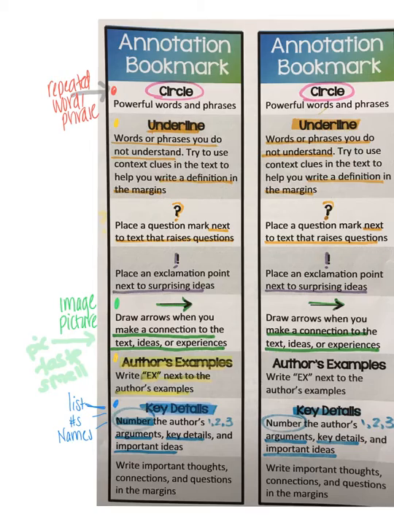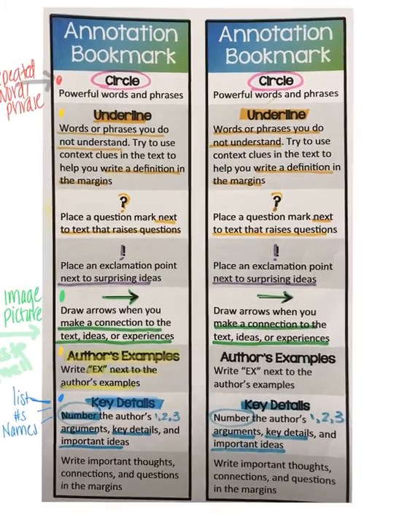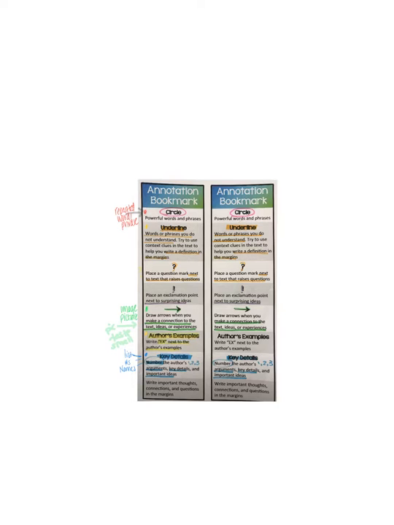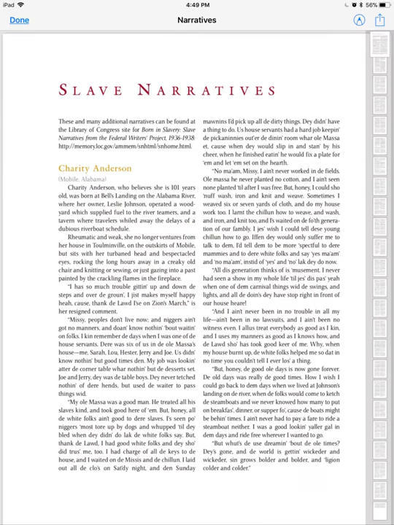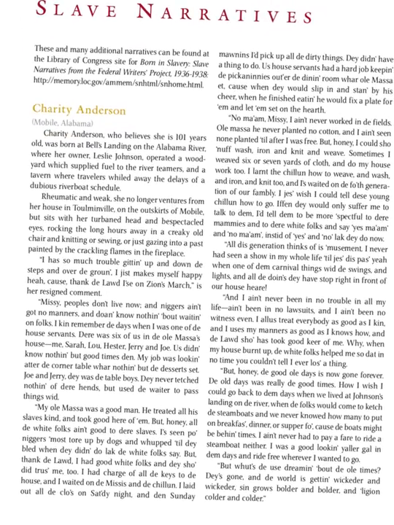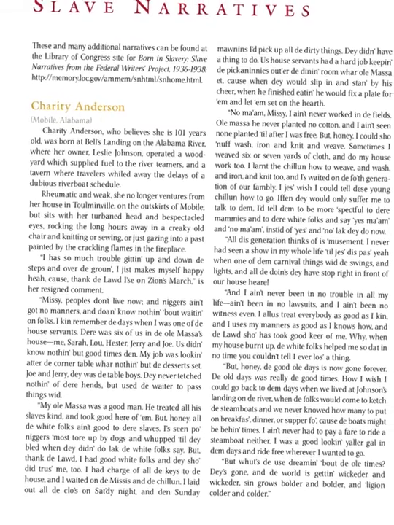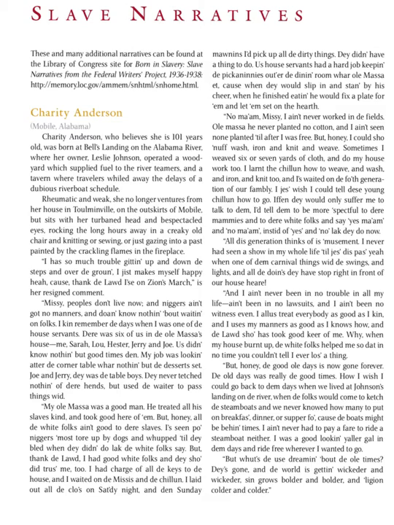Okay, let's go back to our slave narratives. All right, so if I'm looking at this narrative about Charity Anderson, this is tonight's homework. Let's think about doing that using the colors that we've just gone over. If you didn't write those down, go back and do so. Also make sure that you know to do lists and such. Okay, so let's go through this.